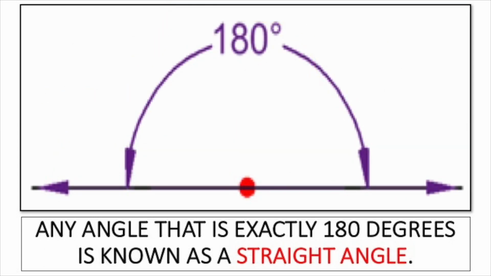Any angle that is exactly 180 degrees is known as a straight angle. Okay? And a straight angle is two right angles together. A right angle, 90 degrees. Straight angle, 180 degrees. 90 plus 90. Okay? And a straight angle is always a straight line. So try to remember that. If somebody asks you to draw a straight angle, draw a straight line, and it's 180 degrees.